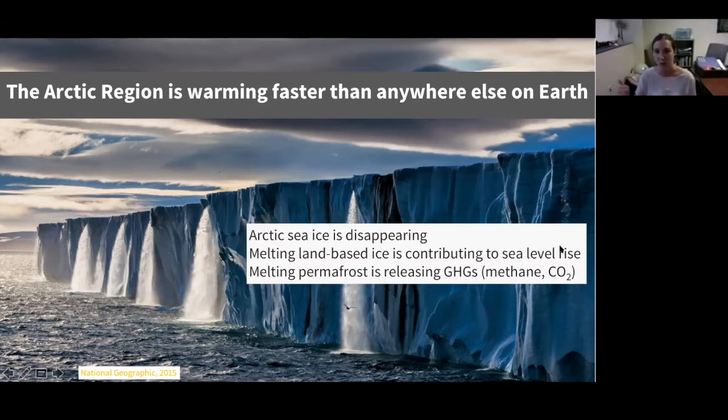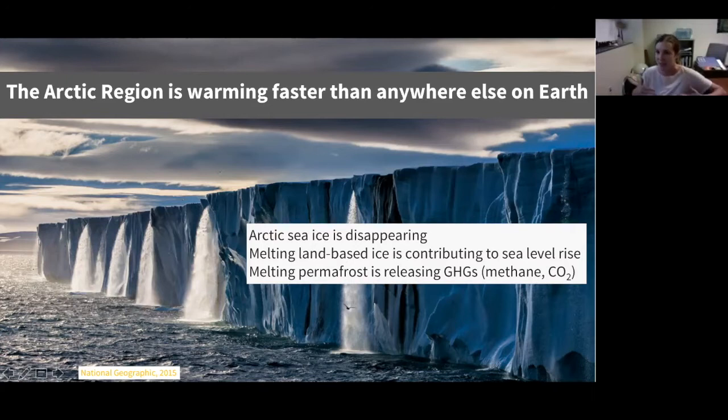And the Arctic, or the high latitudes, are hit really, really hard. So we've already seen massive disappearance of Arctic sea ice, for instance. We see this melting of land-based ice, like down in Antarctica, but also in Greenland in the Northern Hemisphere, that's contributing to sea level rise.